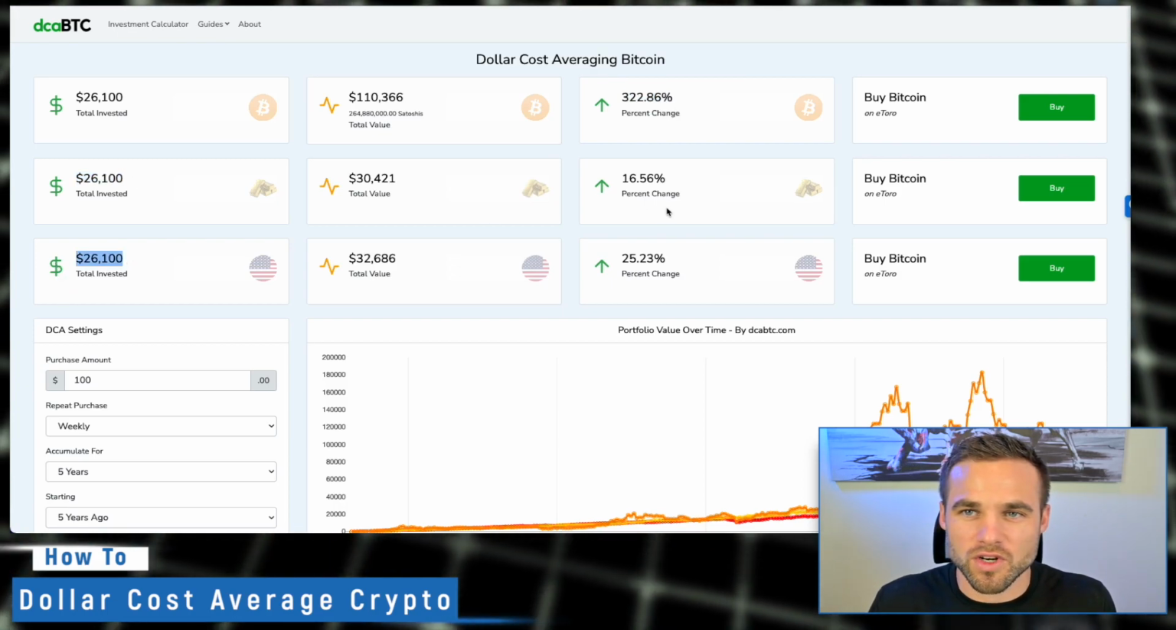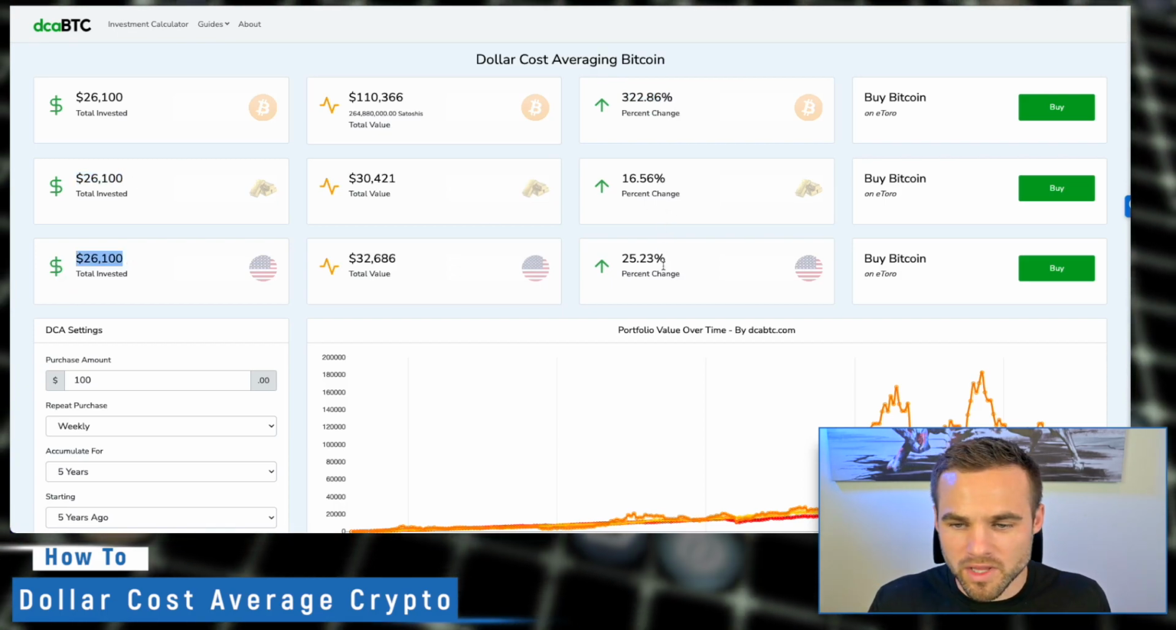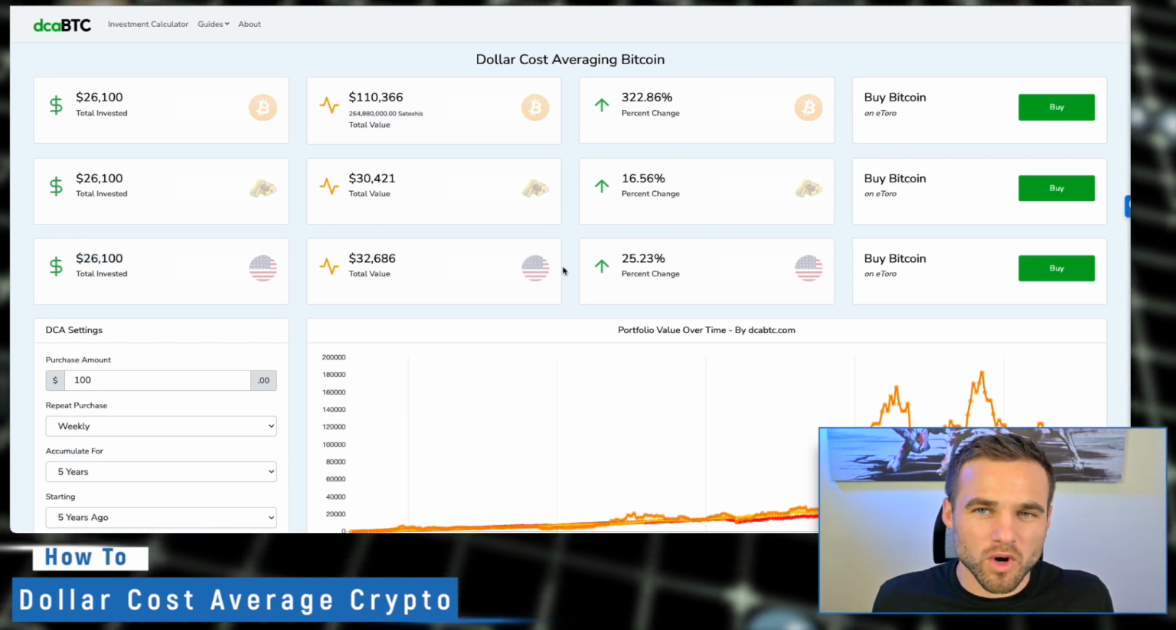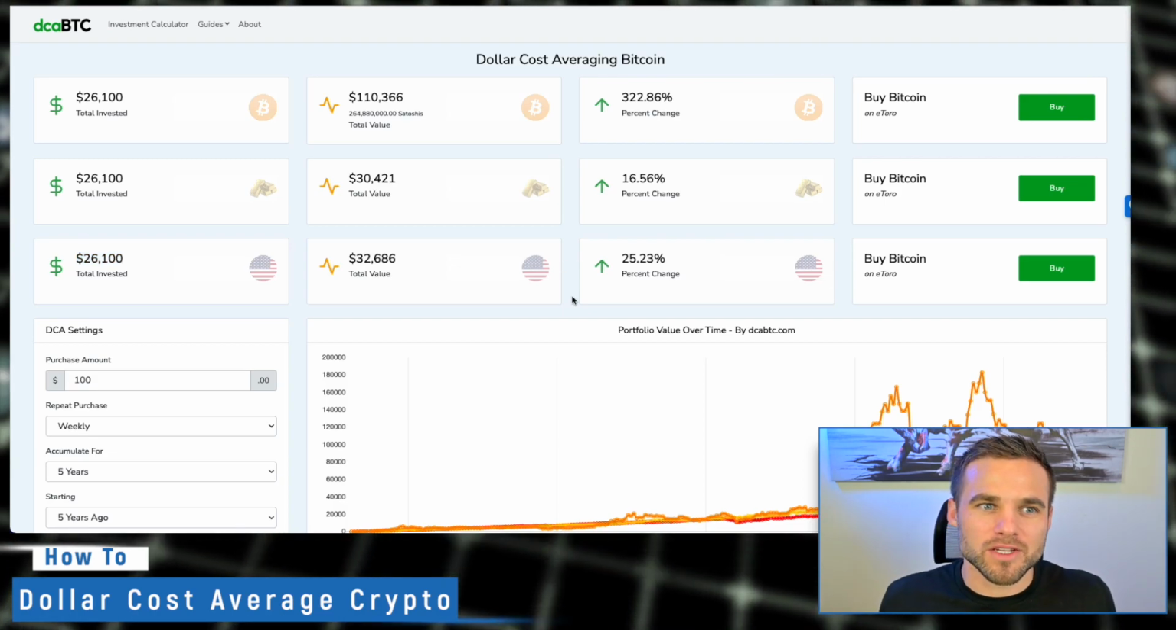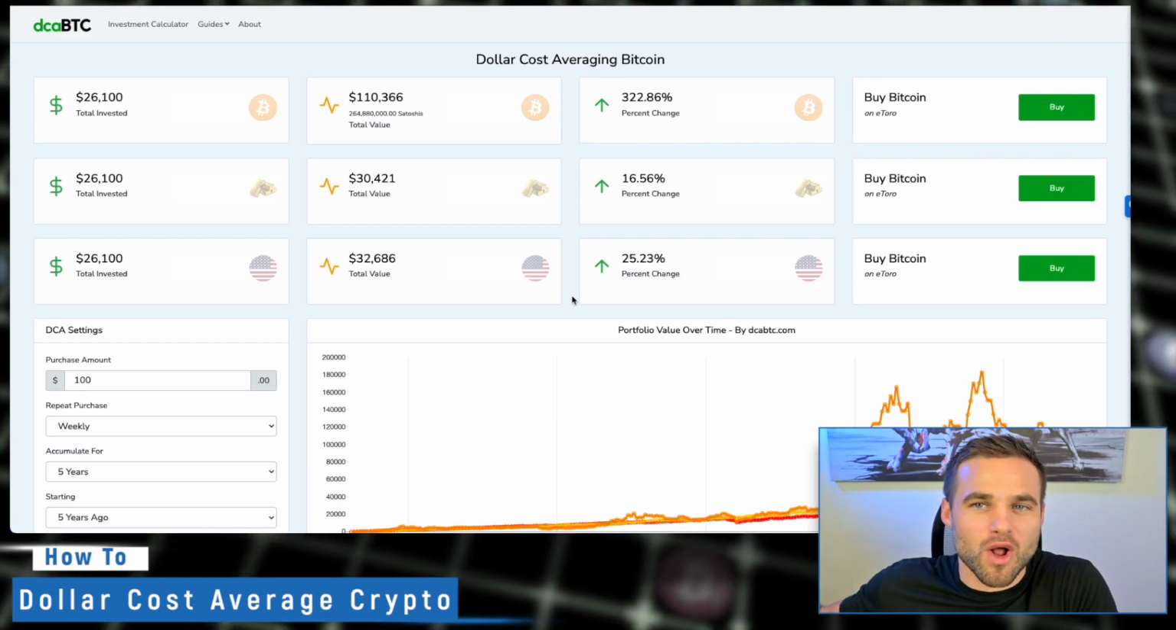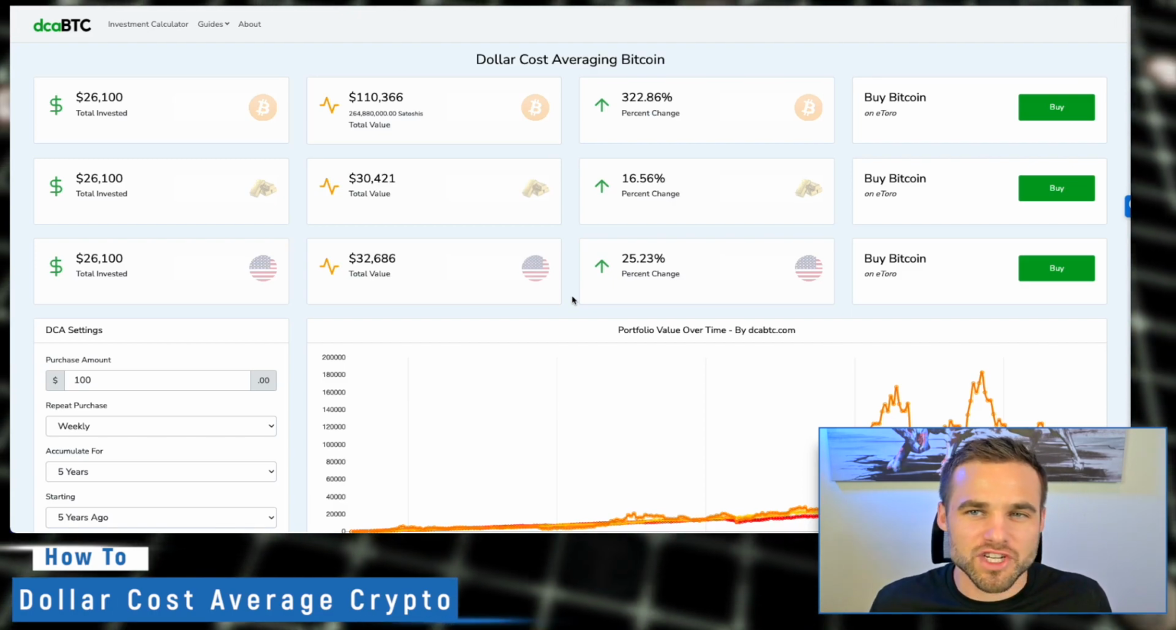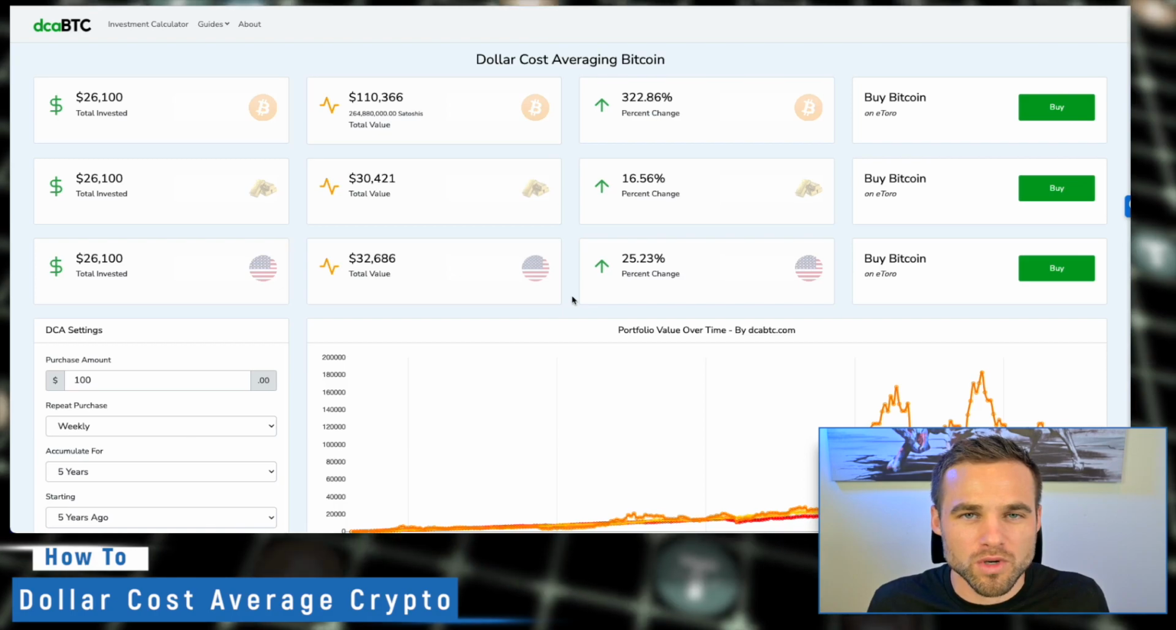You can see what the returns would have been. So obviously really, really good with Bitcoin. And with cryptocurrencies being such a volatile market and being so new on their adoption technology curve, I think dollar cost averaging makes sense for a lot of people to get exposure to this asset class. So now let's talk about these three different strategies that can make your dollar cost averaging strategy even more profitable.